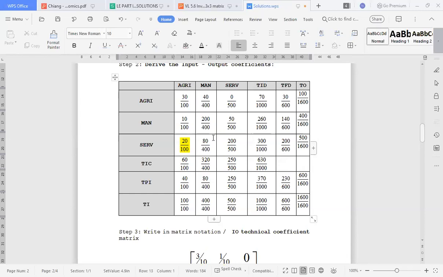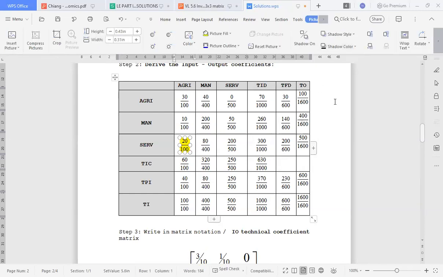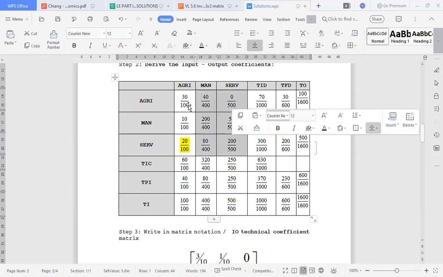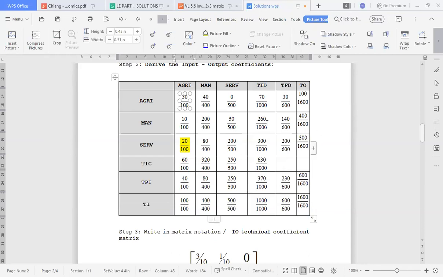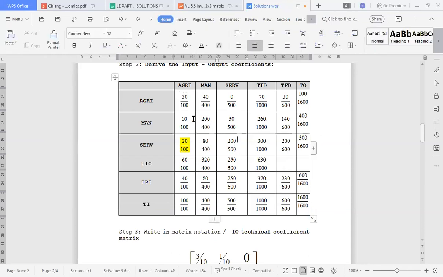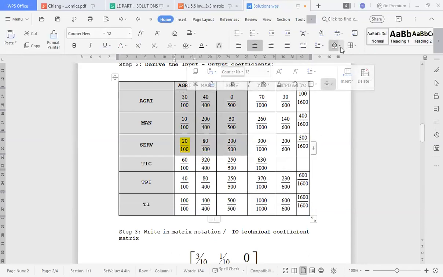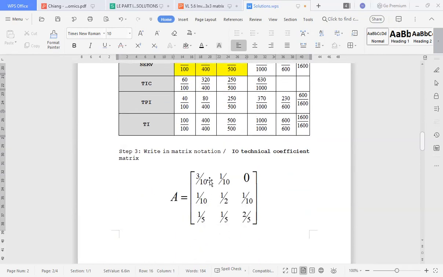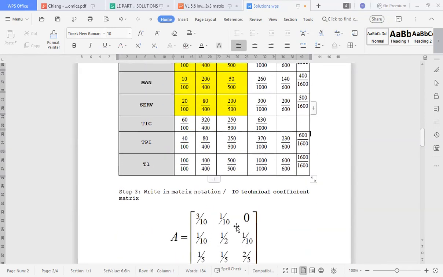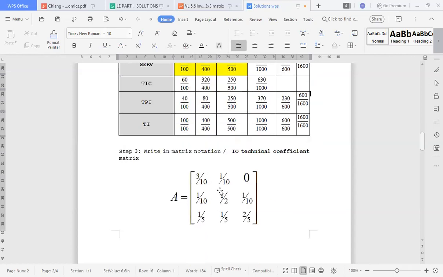Okay, so again, we're now building the input-output coefficient matrix. And so let's just highlight this so that we won't get confused on what figures to use. In this case, this would be our matrix A, later. This matrix A would be called the IO technical coefficient matrix. Okay, so simplifying this would yield this matrix of inter-industry coefficients.